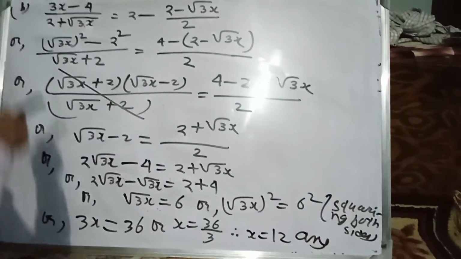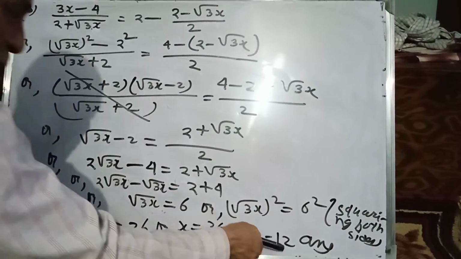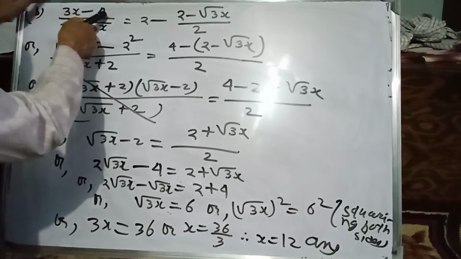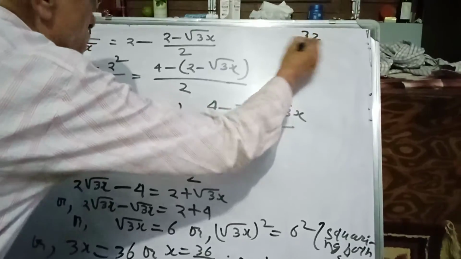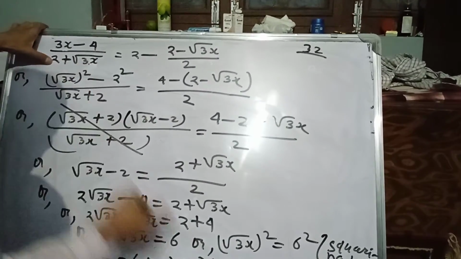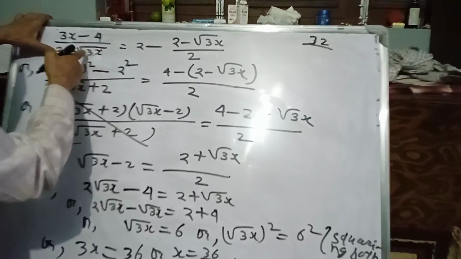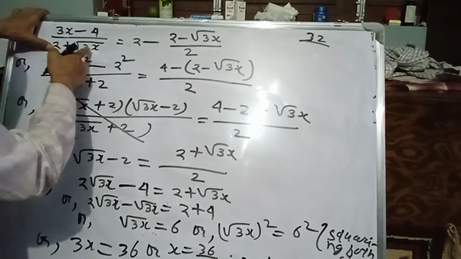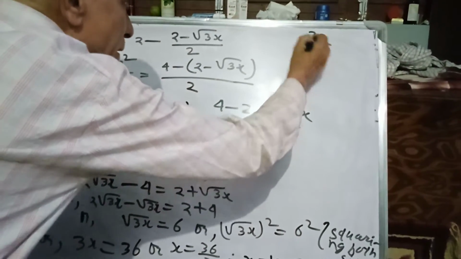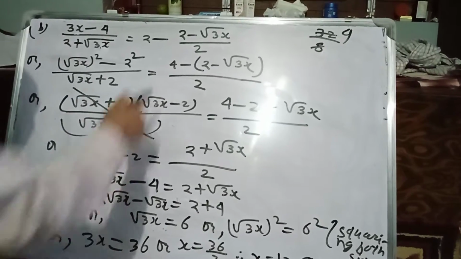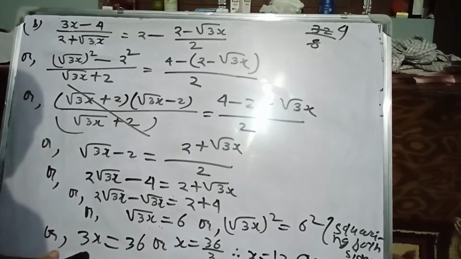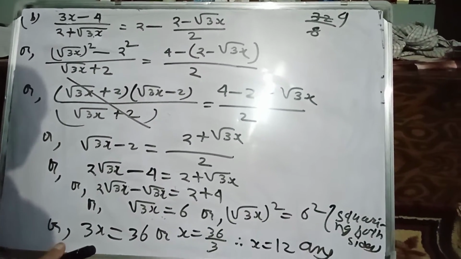Just you can check. 12 times 3 are 36. 36 minus 4, 32, upon 2. 12 times 3 are 36. Square root of 36 is 6. 6 plus 2, 8. 8 times 4 are 32. Here also same. So x equals 12. Answer.